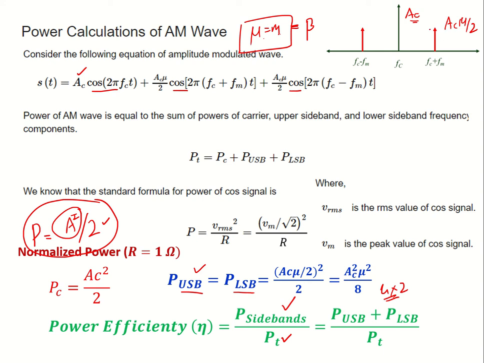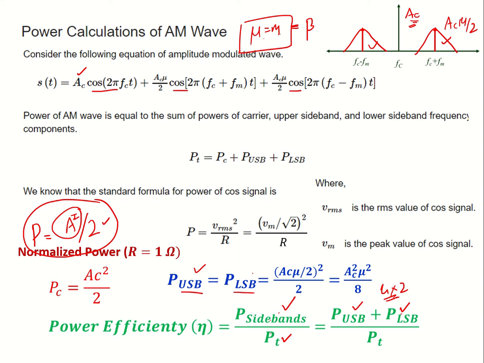As I told last time, most of the power is basically consumed by the carrier, and the actual information is transmitted through the sidebands, not through the carrier. So that is one disadvantage of the double sideband. We will see a couple of examples in the live session, and that will illustrate this concept. Coming back to the efficiency, it is the ratio of the sideband powers divided by the total power. The sideband power is the upper sideband plus the lower sideband power, divided by the total power. This way we can calculate the efficiency of the modulated signal.